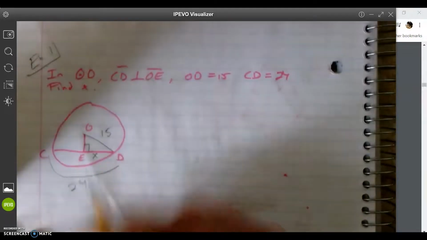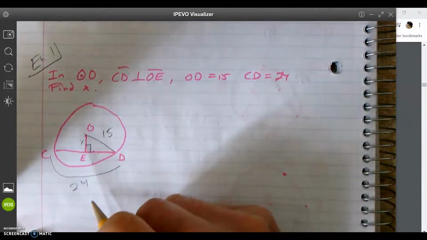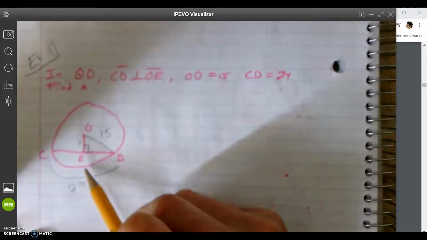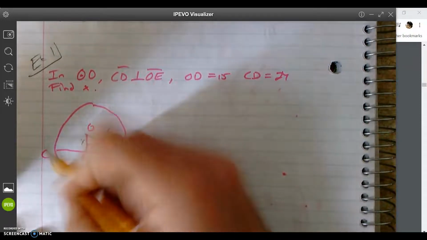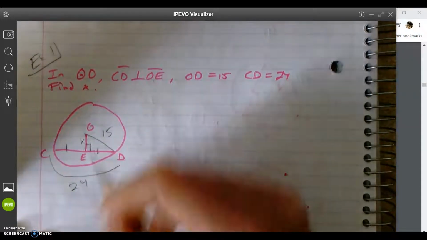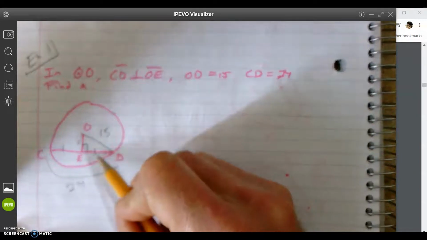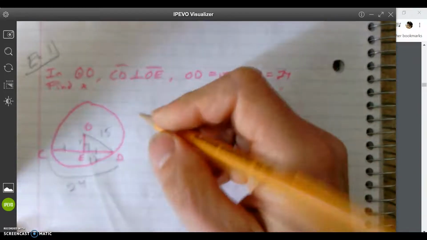All right, well, what do we know? Oh, sorry, X isn't there, my bad. X is here. So I need that distance right there. So what do we know? We know that, so this is perpendicular. That means that CE is congruent to ED, like that. So if the whole thing is 24, this is cutting 24 into 2 equal pieces. So this is going to be 12 right there.